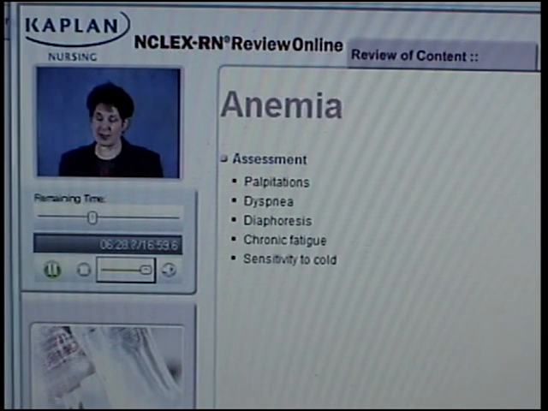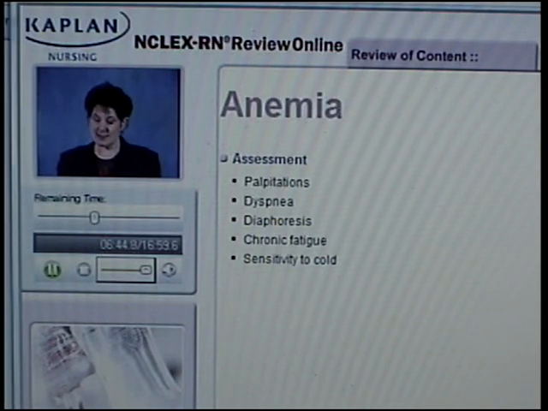Let's go on and talk about anemia. And anemia, the type of symptoms you will see are palpitations, dyspnea. The patient may be diaphoretic. They may complain of chronic fatigue, and they may be very sensitive to cold.